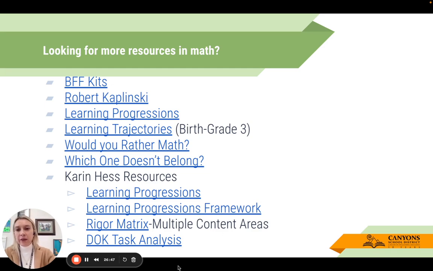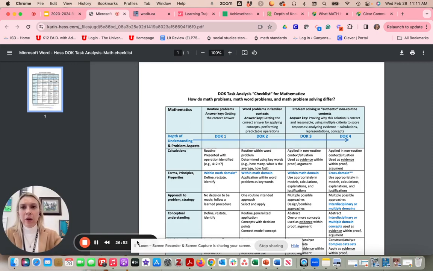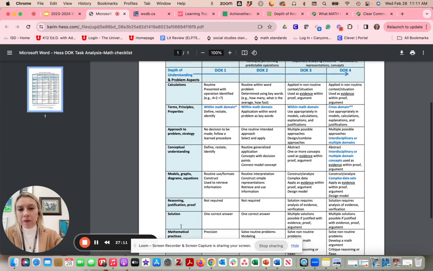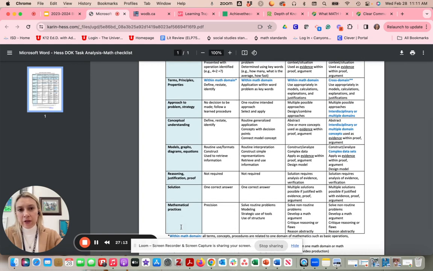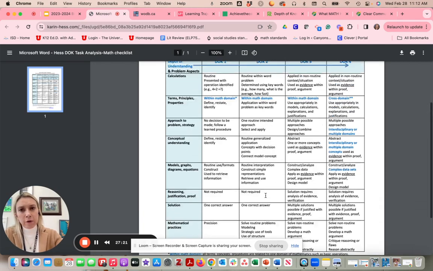And then lastly, a DOK task analysis. Sometimes with DOK, we say it's a two, but we can't always prove that it's a two. So this is one way that you can use that as a team, a checklist. How do they differ, right? So you have your depth of understanding here, how it's broken down this way, and then how it goes into each one of these elements of mathematics. Oftentimes what we find is if there's only one correct answer, it's going to be a DOK one or two. So this just breaks it down for you.